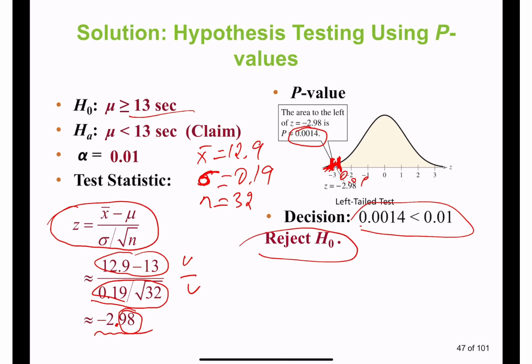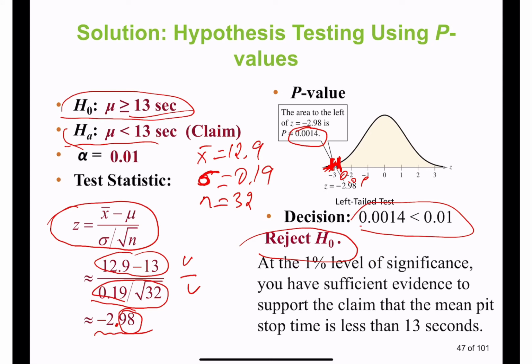But because our claim is the alternative, if we reject null, that means we accept the alternative, right? We accept alternative one, correct? Okay, and we draw the conclusion. At 1% significance level, you have sufficient evidence to support this claim, because this is our claim, that the mean pit stop time is less than 13 seconds.